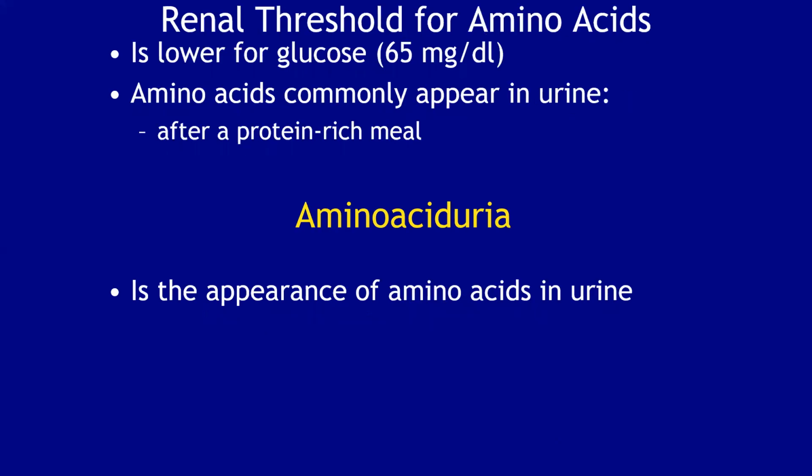So for amino acids, it's about 65 milligrams per deciliter. So if you ate that 32-ounce steak, you've had this protein-rich meal, you're going to have a very high amount of amino acids in your urine. And that is called amino aciduria. It's the appearance of amino acids in urine.